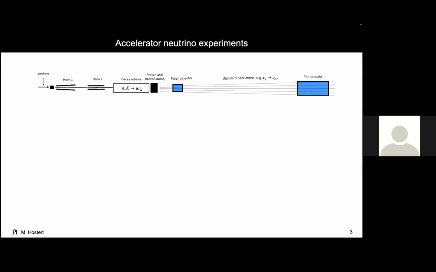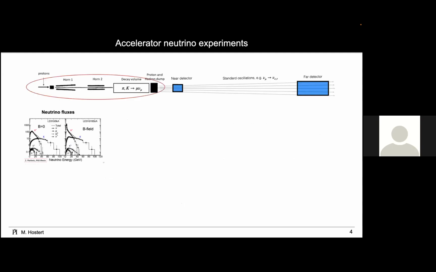So for those that are not familiar with neutrino experiments, I'll just give you a 2-minute brief introduction to it. The general idea is that you have protons on target that produce a lot of mesons. Through magnetic fields in these horn setups, you focus these mesons in the direction that you want your beam to be in. And you can see there on the left an example of the neutrinos from mesons separated into pi plus and kaons, before the magnetic field and after the magnetic field. So you try to enhance this flux by pointing in the right direction.